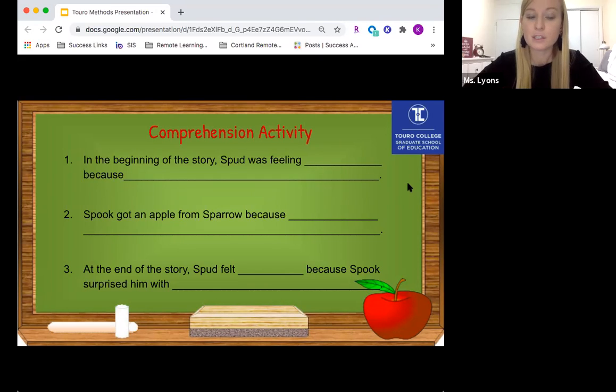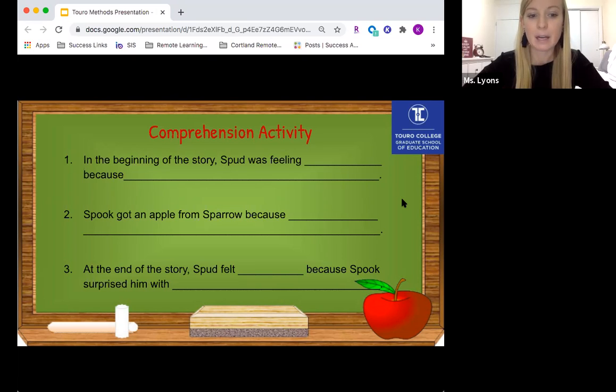If students are higher level and do not need a sentence starter, I would just ask the question, how was Spud feeling in the beginning of the story and why? The next question is Spook got an apple from Sparrow because, again, this is the key ideas and details question where kids need to go back into the text and find a specific detail that answers this question. As a differentiation, for higher level kids, I would just ask, why did Spook get an apple from Sparrow? And they would have to create the sentence all on their own.